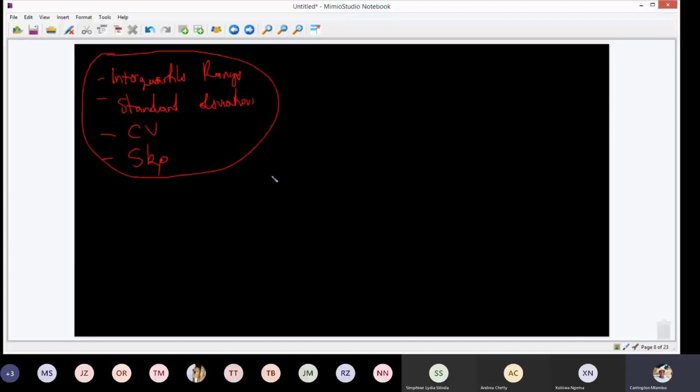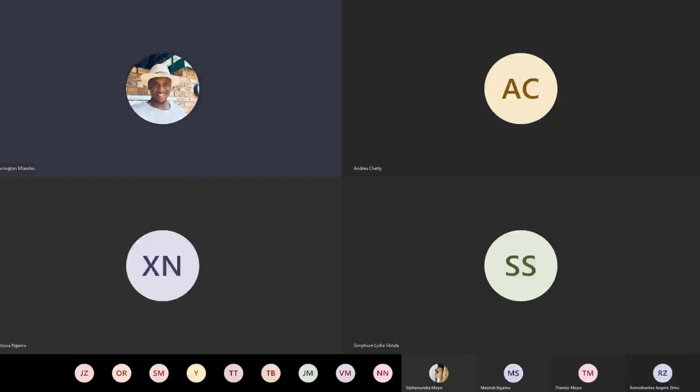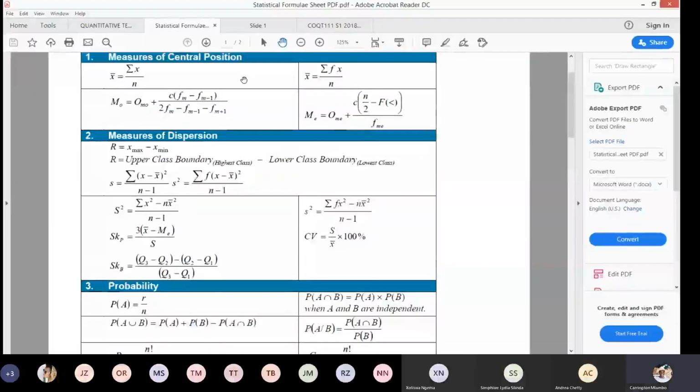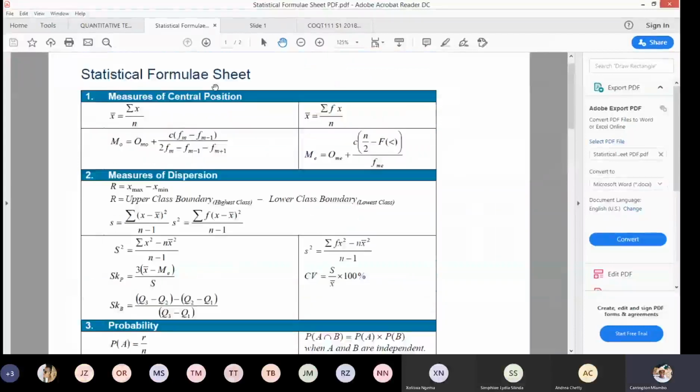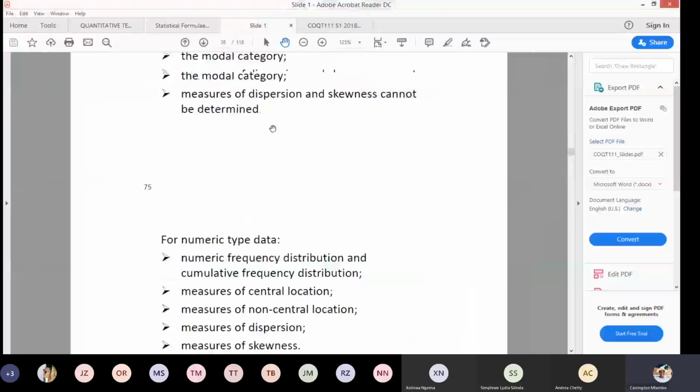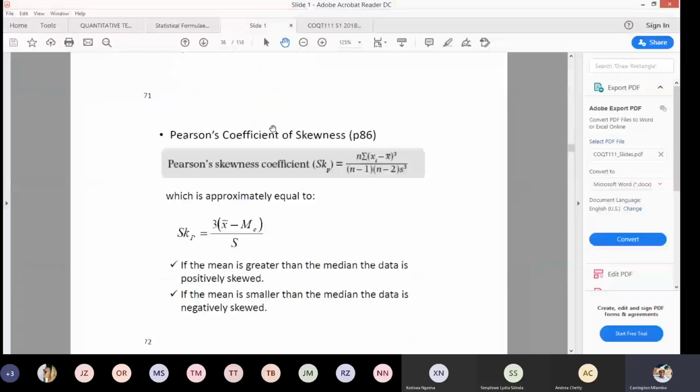So I'll just show you what I'm talking about. Where is it? Right. So all this, I have uploaded the formula sheet. So all these formulas, you'll be able to see them. They're there. So what I'm talking about, I want you to go and calculate this measure of skewness. It's very simple. Right. We'll finish that on the next lesson.